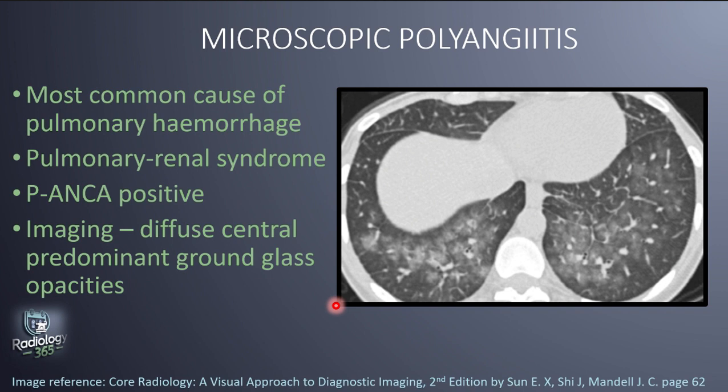It's the most common cause of pulmonary hemorrhage with rapidly progressive renal failure as part of the pulmonary renal syndrome. Now, P-ANCA is positive. Alveolar hemorrhage only occurs in about 20 to 30% of patients. And due to the hemorrhage, imaging features would include diffuse central predominant ground glass opacities. So this axial CT shows basal predominant central ground glass opacities with associated mild interlobular septal thickening. Now, this patient had renal insufficiency and had a P-ANCA positive vasculitis with alveolar hemorrhage.